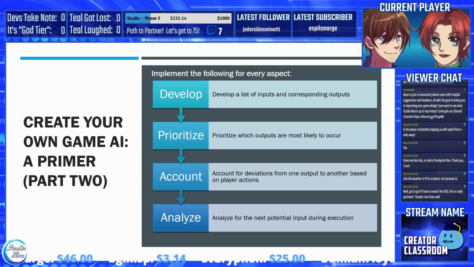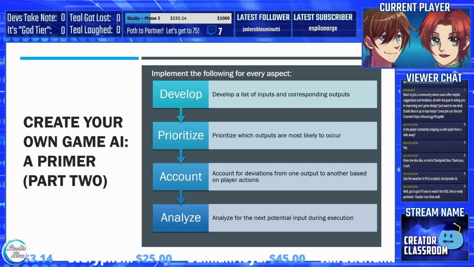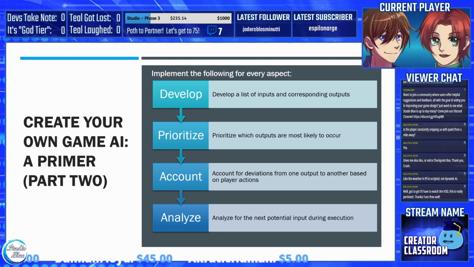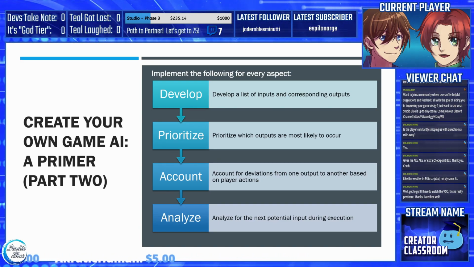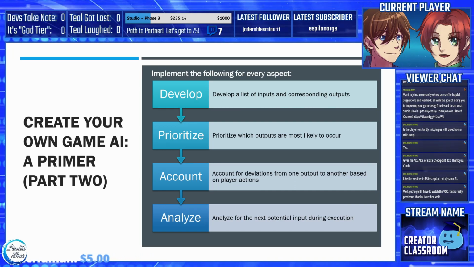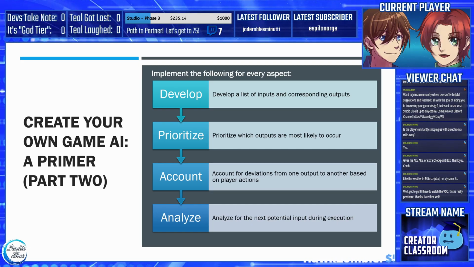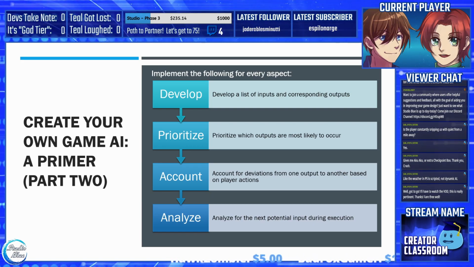Prioritize which of your outputs is the most likely to occur. Is it more likely that the enemy is going to attack, or that the enemy is going to buff? That kind of thing. Account for deviations. Write down the possible deviations that could happen from one output based on player actions. Okay, the enemy is going to start buffing, but the enemy could then get attacked while it is charging its buff spell. So we need to account for that.